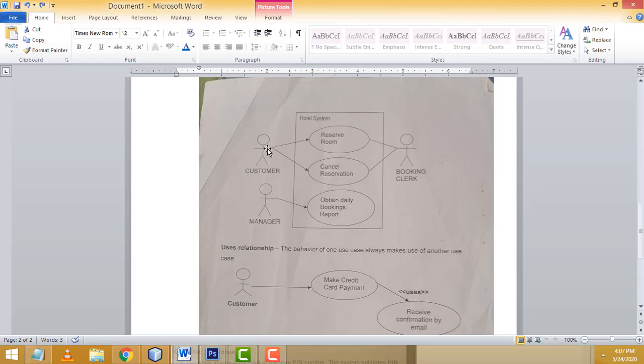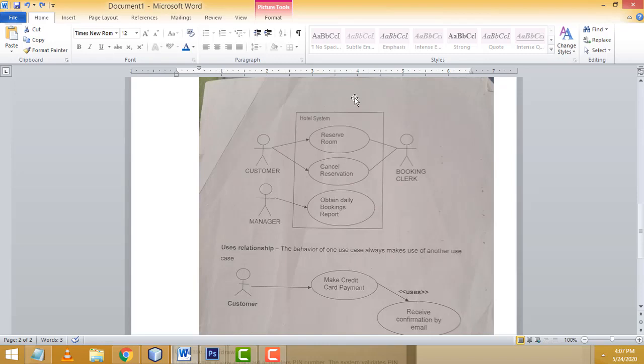What the customer can do with the system is reserve the room. At the same time, the booking clerk, the receptionist clerk, will be able to reserve the room and cancel the room, both done by the customer as well as the booking clerk, right? The booking clerk also reserves the room as well as cancels the reservation. This one is also the same thing, okay? Reserve the room or cancel the reservation.